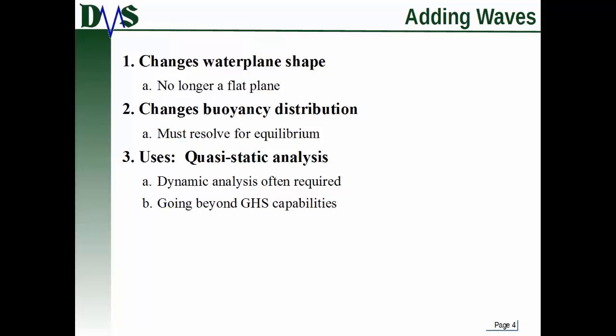And the way it works is that GHS changes the shape of the water plane. Up until this point, the water plane has always just been a flat plane. But now we're going to actually change that shape with waves on top of it. And that's going to change the buoyancy distribution of the hull. And so you're going to have to resolve for equilibrium. And when you couple that with a longitudinal strength analysis, you can see how that's going to bend your hull, what sort of deflections it'll create, what sort of bending stresses. So that's how that works.